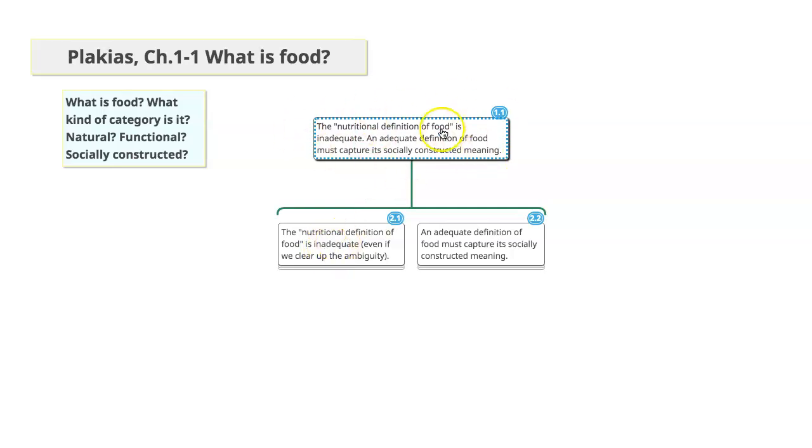So the main claim of this text, which comes at the end but in our map is going to be at the top of the map because we're building support, kind of like a building here. The nutritional definition of food is inadequate. An adequate definition of food must capture its socially constructed meaning. So there's two parts to this main claim, and I broke them up into co-premises here. One, the nutritional definition is inadequate, even when we clear up the ambiguity. And two, an adequate definition must capture its socially constructed meaning.